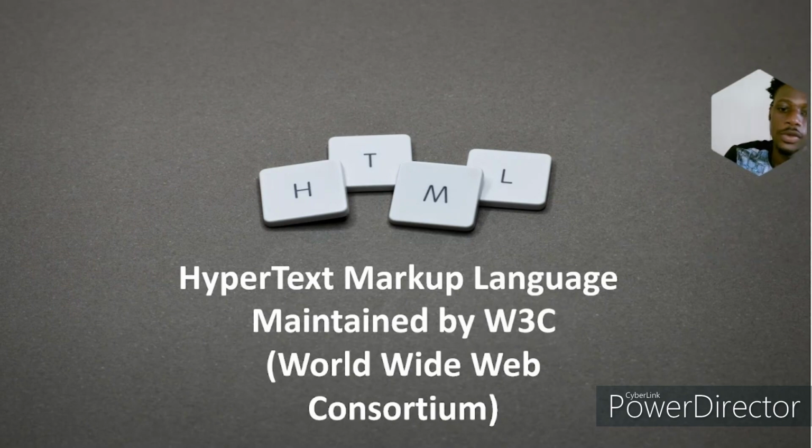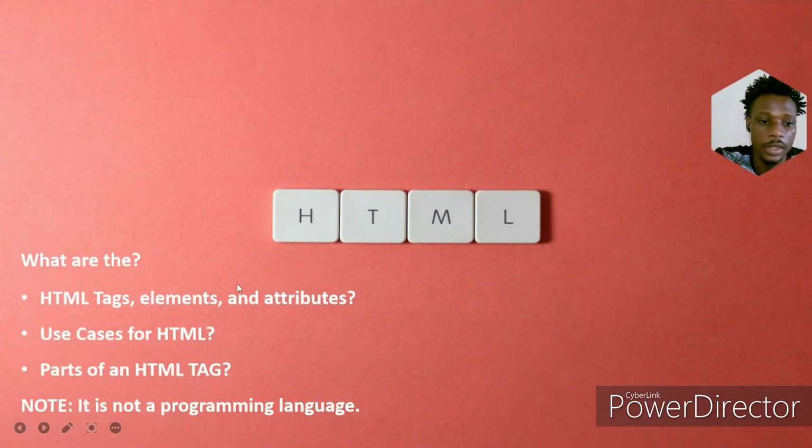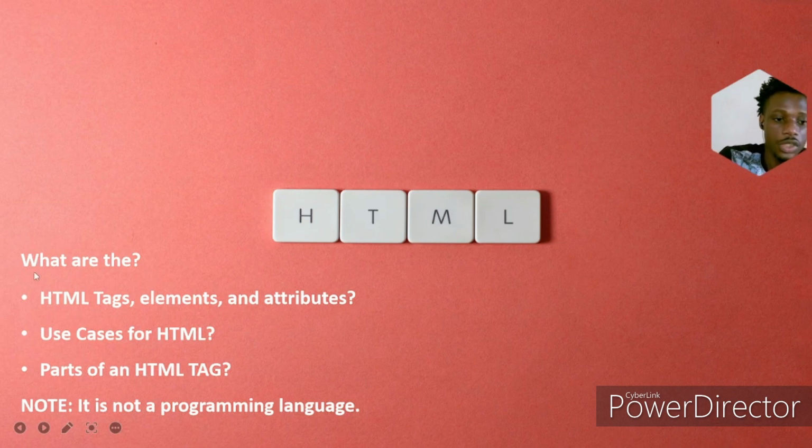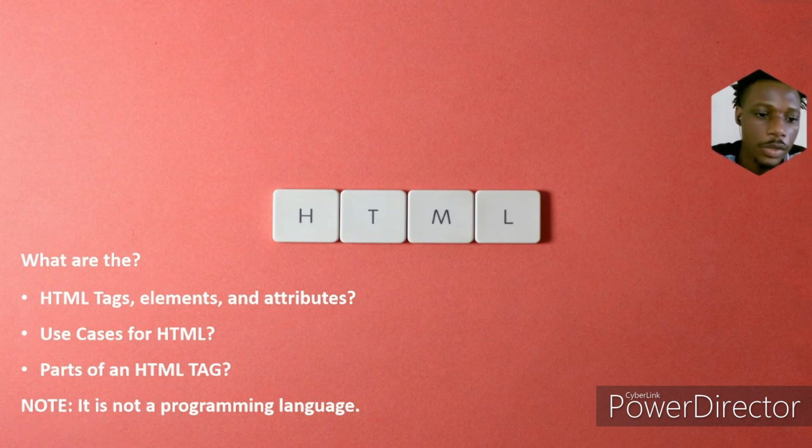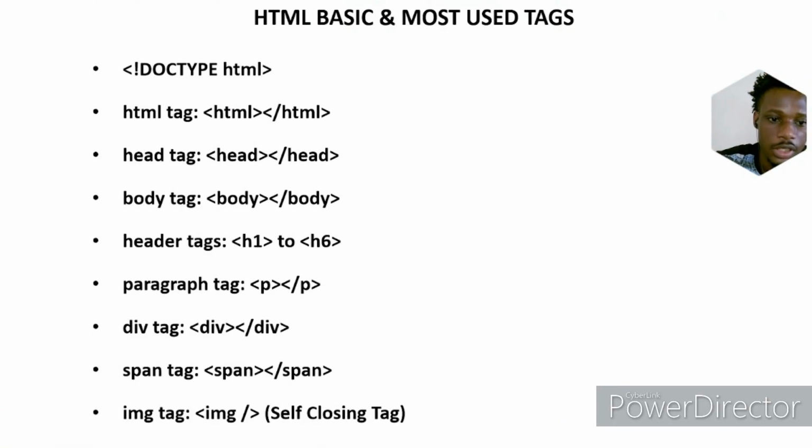This tool is maintained by the W3C, which is the World Wide Web Consortium, and the W3C makes regular updates to this tool. HTML also consists of components or elements or objects, and I'll be explaining them here. So the first question is, what are the HTML tags? What are the HTML elements and attributes? The HTML tags are tags that we use in building websites, and this is what they look like.